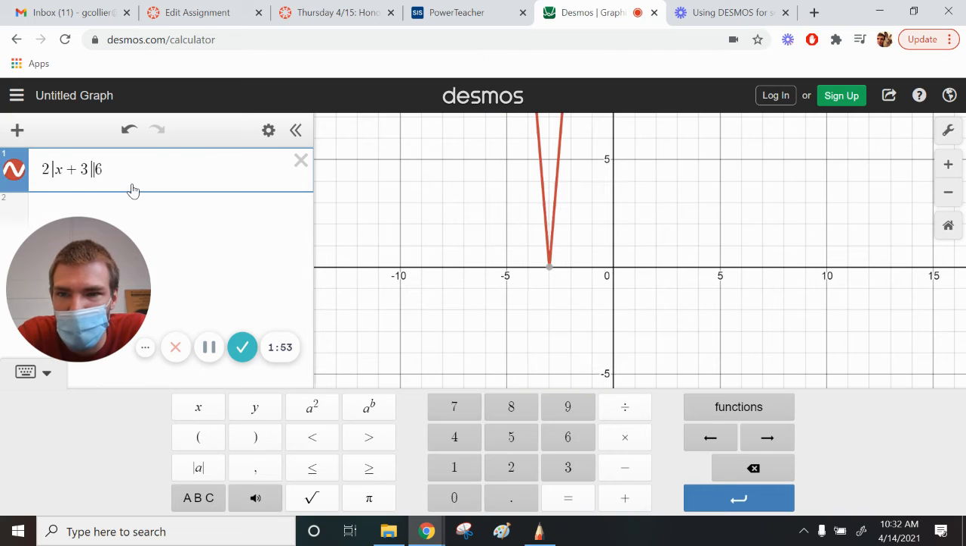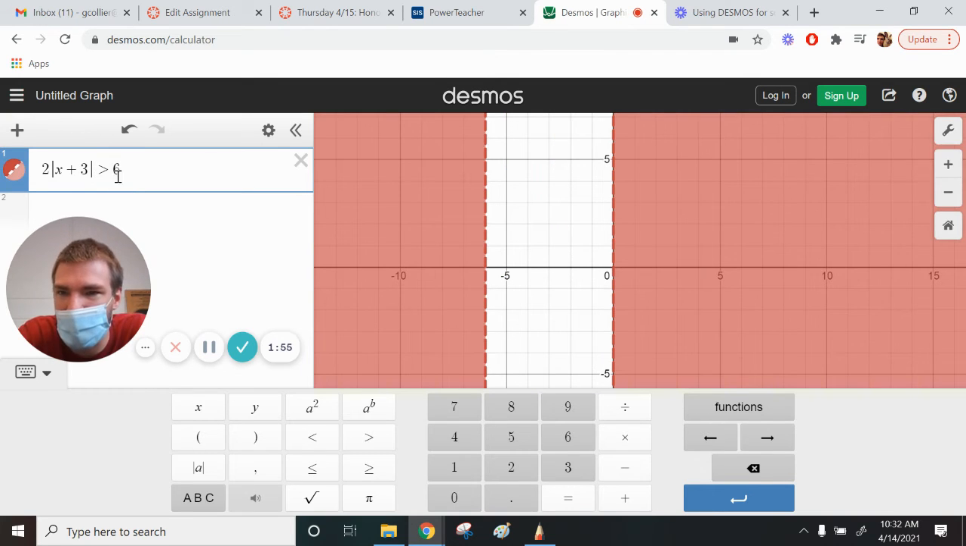The other thing that's really cool is that if I flip this around and make it a greater than sign now, it's going to shade on the outsides of my inequalities. So just like with absolute value inequalities, you're either going to have those arrows pointing together or arrows pointing out. DESMOS will do it completely for you.